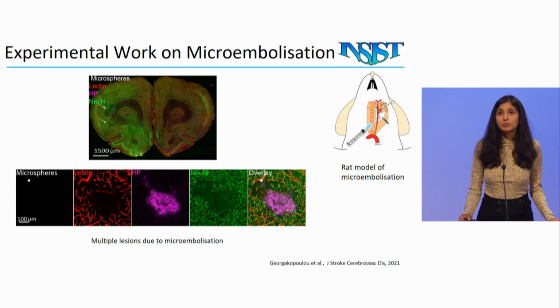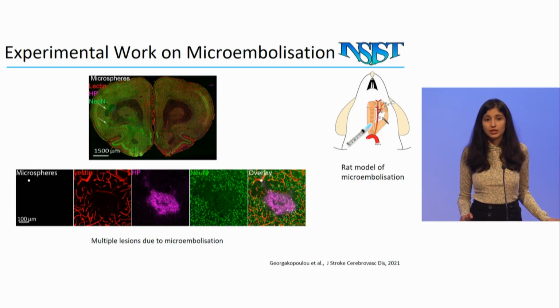So we performed experimental work on microembolization using rat models. What we did is mimic microembolization by injecting thousands of plastic microspheres ranging from 15 to 50 micrometers into the internal carotid artery of a rat model. We then found multiple lesions near the downstream territory, which represent the hypoxia, ischemia, and also infarction.